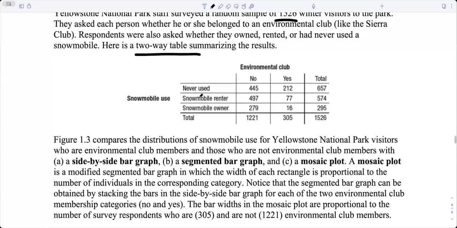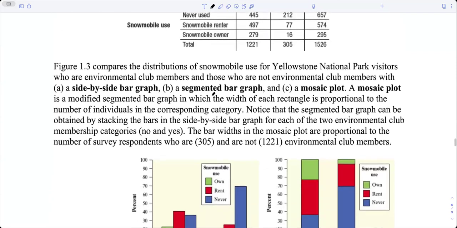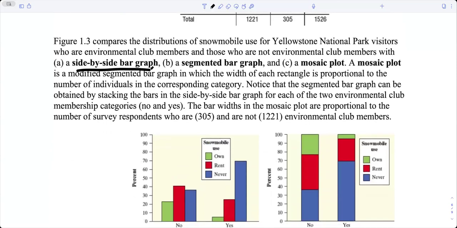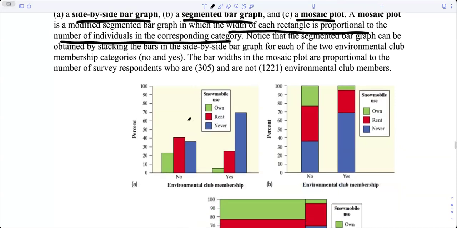Okay, so it says compare the distributions of snowmobile use for Yellowstone National Park visitors who are environmental club members and those who are not environmental club members. We've got a side-by-side bar graph, a segmented bar graph, and what is called a mosaic plot. A mosaic plot is a modified segmented bar graph in which the width of each rectangle is proportional to the number of individuals in the corresponding category. Okay, so let's look at these. All right. We've got a side-by-side bar graph right here.